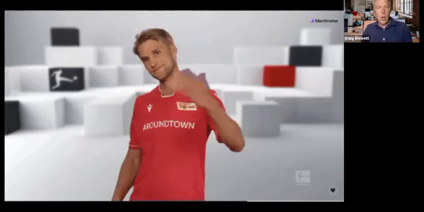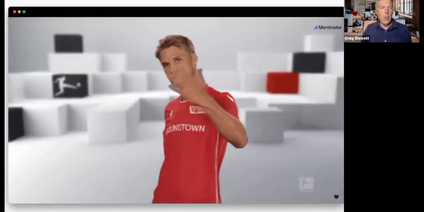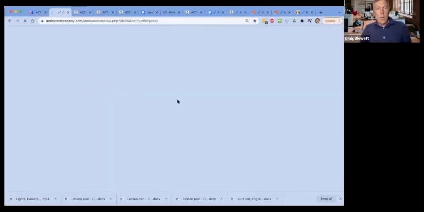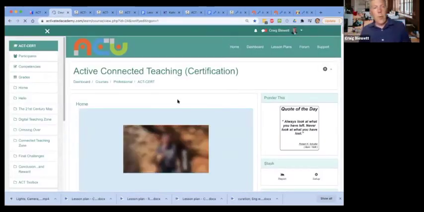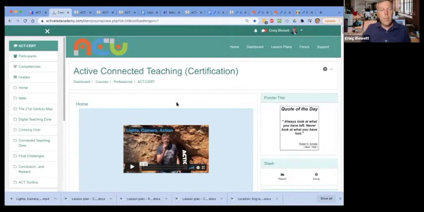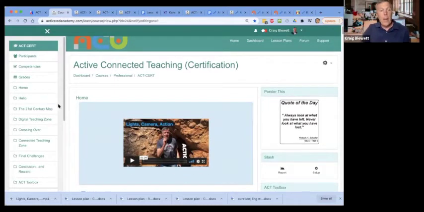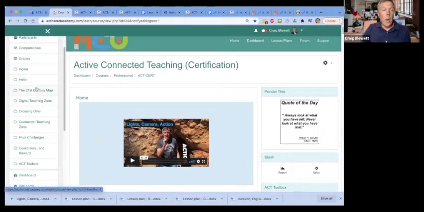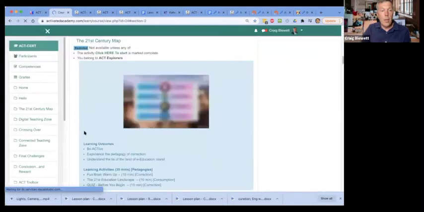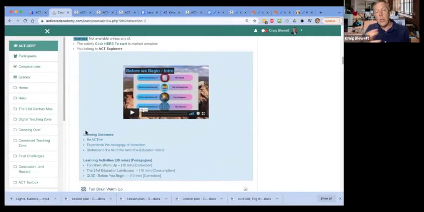And I'm just going to quickly show you around some of the elements of the course. So this is the active connected teaching course. And essentially, as I said, it's a course that covers that map, as I showed you earlier. And the way the course works is it starts by introducing the concept of a 21st century map and how teaching has changed. And I think that's quite important that we understand that.